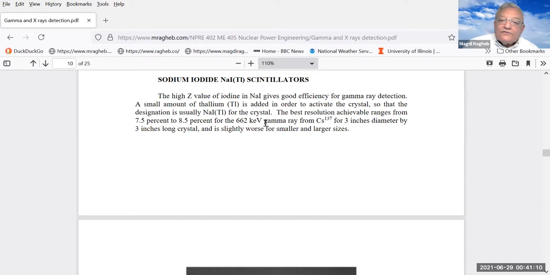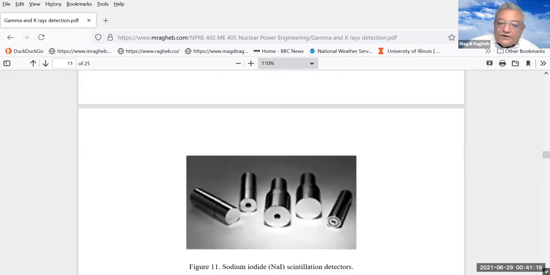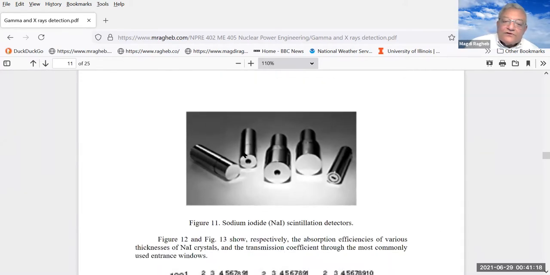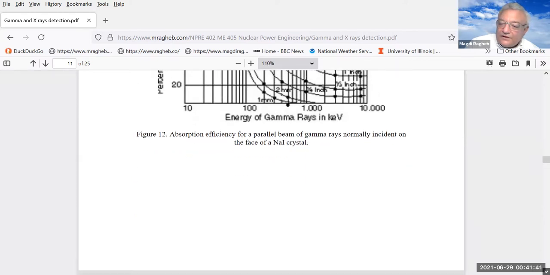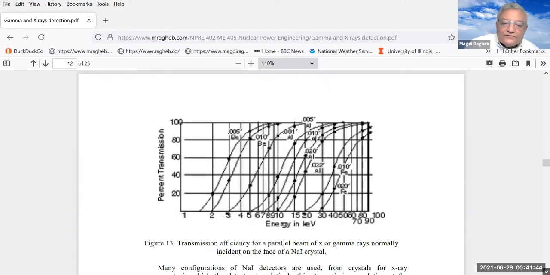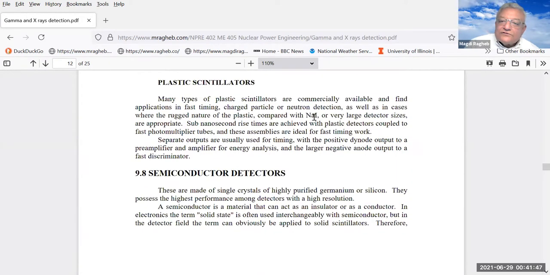And you can also use gamma rays from cesium-137, and you get a 3-inch diameter scintillation detector. So the scintillation detector gets the light from the photon and multiplies it and then sends it to the detector. This would be the absorption efficiencies for basically the radiation absorption against the energies of the gamma rays. So you need to calibrate your instrument before using it in general.